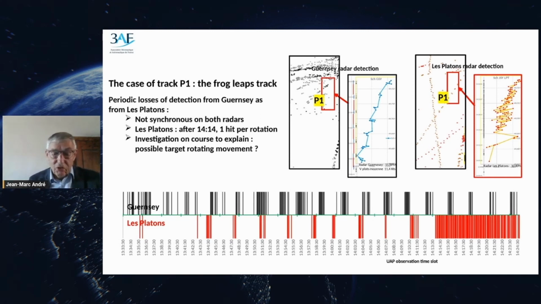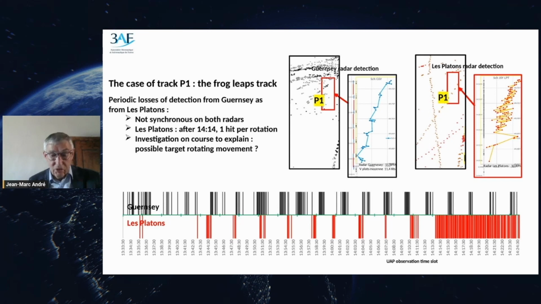Track P1 appears different from the other tracks due to the periodicity of appearance and disappearance of plot packs produced by both radars. Note that there is no synchronization. The durations of detection losses are different for the two radars. You can see that on the graph at the bottom of the slide. Intervals of plot absence come regularly. They last about 2 minutes for Guernsey and between 2 and 3 minutes for Les Platons.